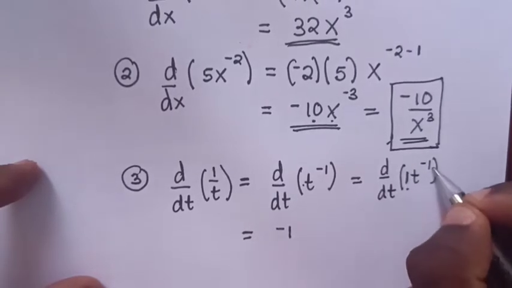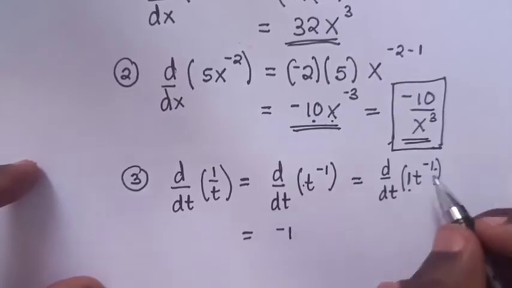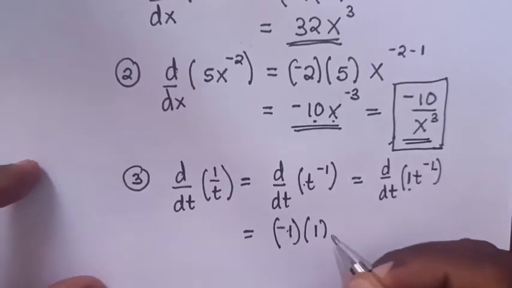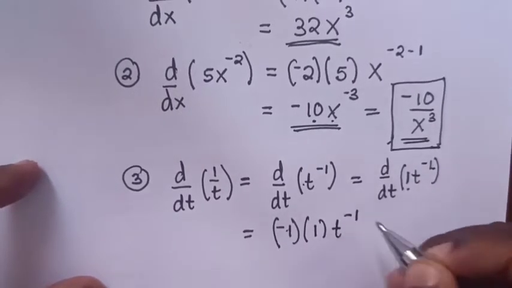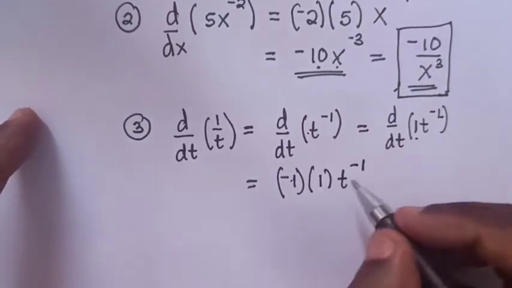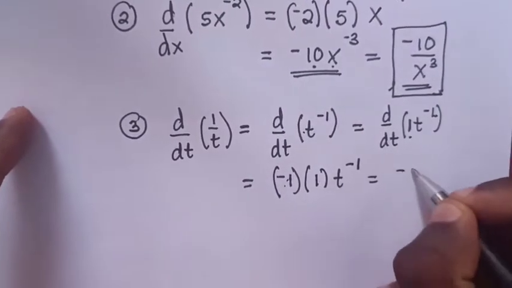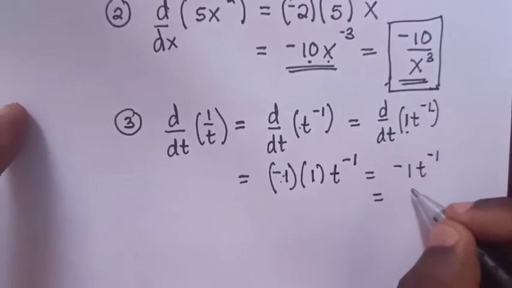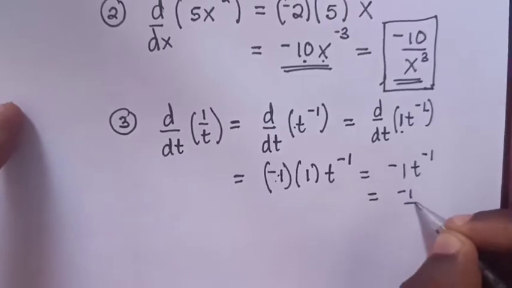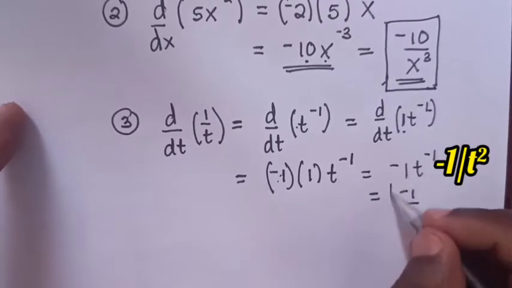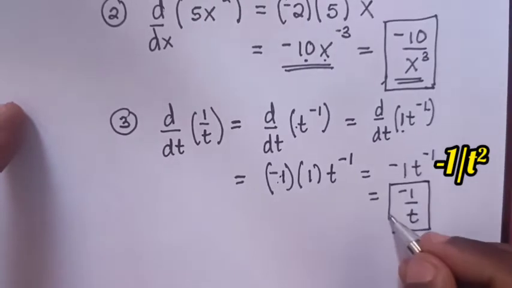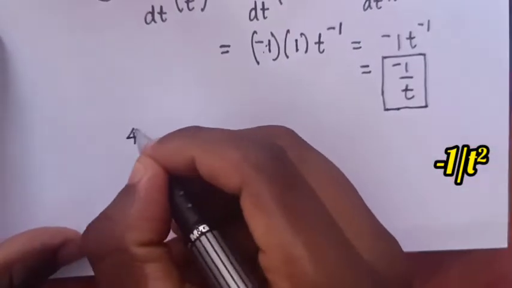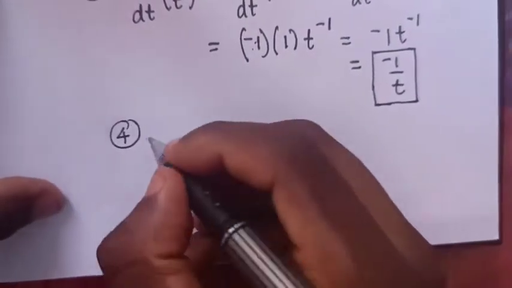So we find the derivative of 1 t^-1, which is the same as our question, 1 over t. Our exponent is negative 1 times our coefficient 1 times t to the power of negative 1 minus 1. So it is negative 1 t^-2. So this is the correct answer. Our answer will be negative 1 over t squared. Hope it's clear, sorry for my mistake.